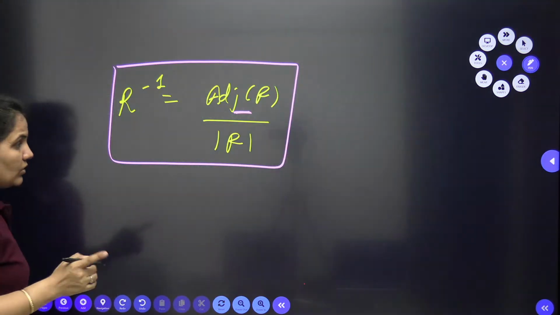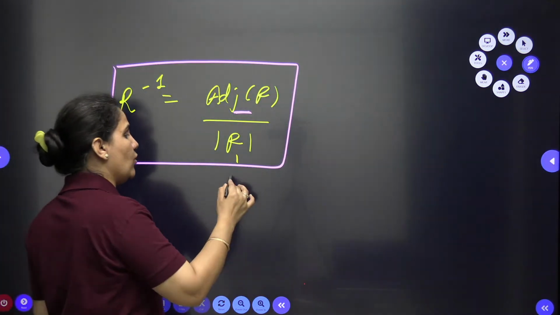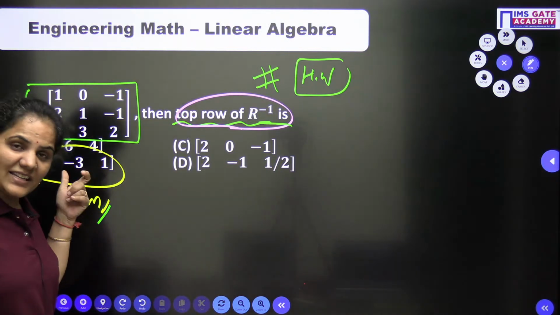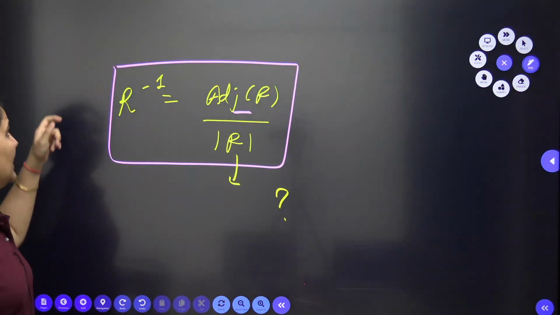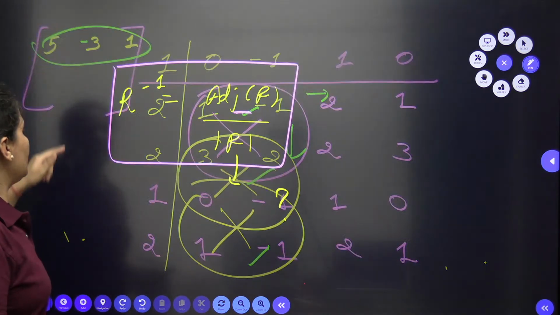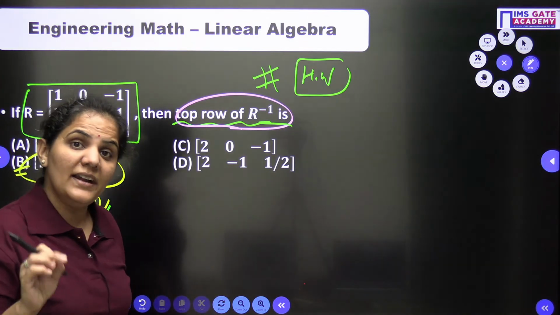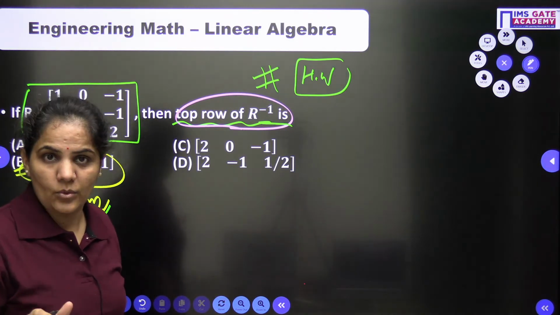Now one question can arise in your mind: ma'am, what about the determinant? Beta, here you can see in the options exactly the thing which we get, as here 5, minus 3, 1 is coming in option B. So it will be my answer here, but the determinant is 1. That's why it is not showing.